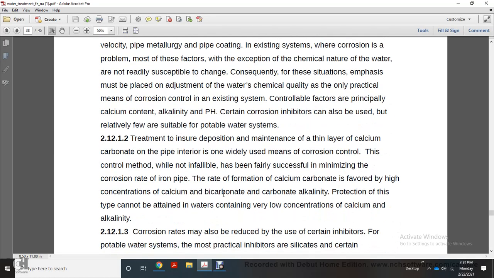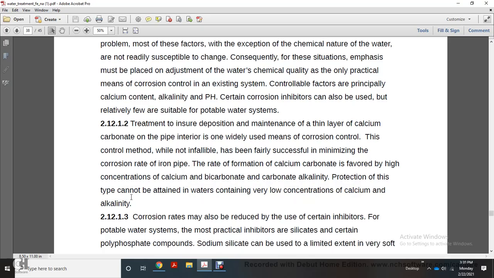Treatment to ensure the deposition and maintenance of a thin layer of calcium carbonate on the interior of the pipe is one widely used method of corrosion control. This control method, while not infallible, has been fairly successful in minimizing the corrosion rate of iron pipe. The rate of formation of calcium carbonate is favored by a high concentration of calcium bicarbonate, carbonate alkalinity. Protection of this type cannot be attained when waters contain very low concentrations of calcium alkalinity.